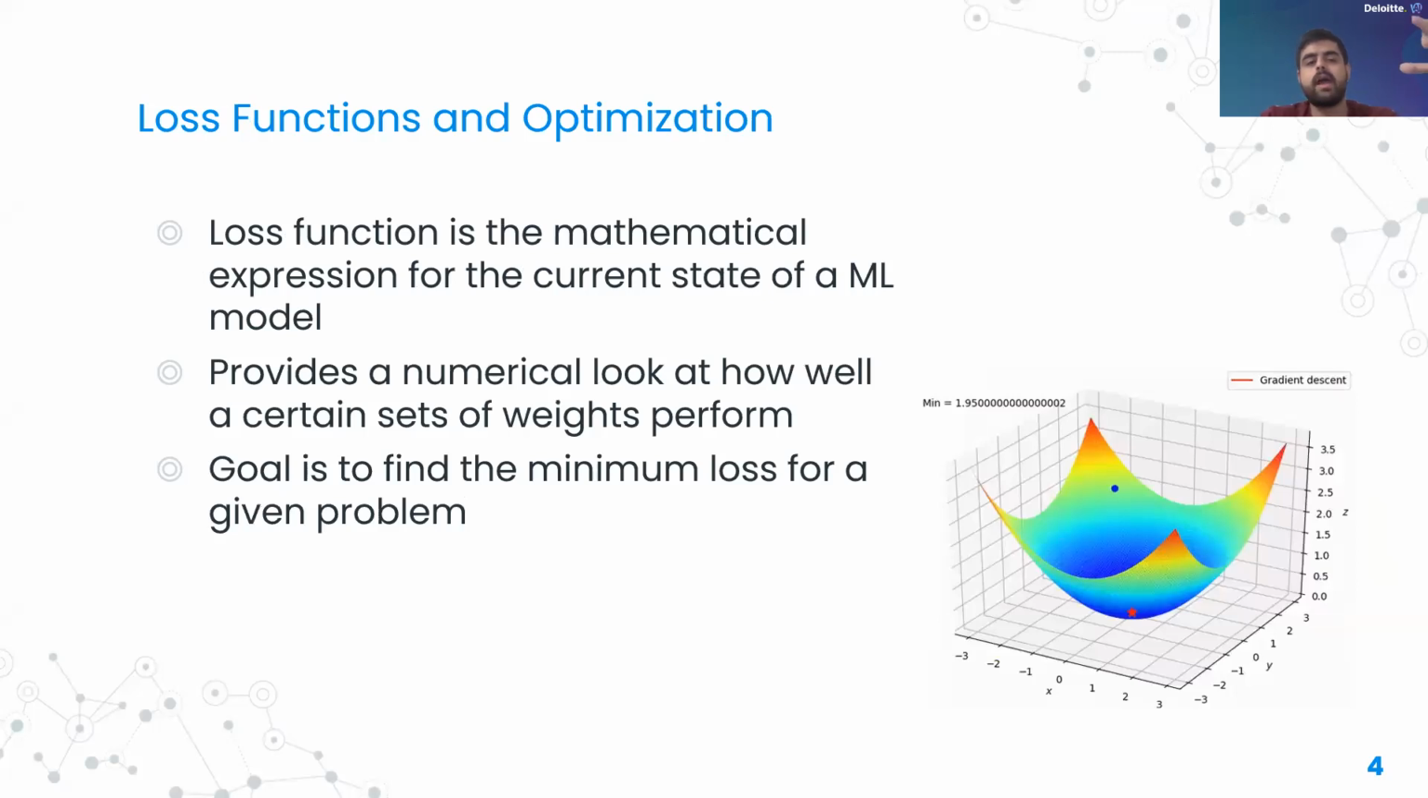How you actually improve your model is through loss functions and optimization. You try to minimize what's considered a loss function. A loss function is a mathematical expression for the current state of that machine learning model, and it provides a numerical look at how well a certain set of weights performs. We talked about having the weight and the bias, so we need to be able to compare every different variation of them in a way that provides insight into whether or not we're actually improving. The goal is to find that minimum loss and reach the bottom of the bowl, so you have the most optimized solution, or at least something close enough that you're comfortable with.